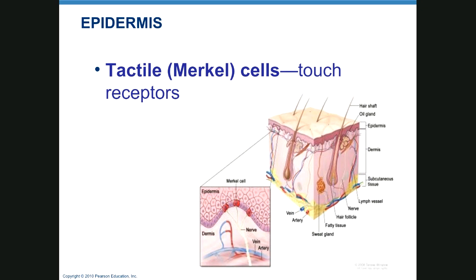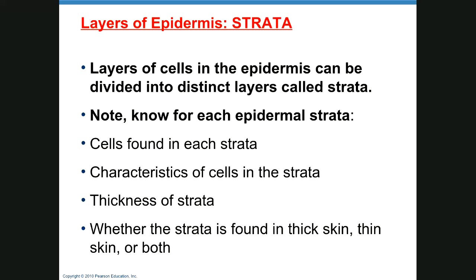Okay. So now we're going to turn back to the epidermis and to the layers in the epidermis. The layers are called strata, which is another word that means layers. And as we go through the strata, you should be noting things like the cells found in the strata, the characteristics of the strata, the thickness of the strata, and whether the strata is found in thick skin or thin skin or both.